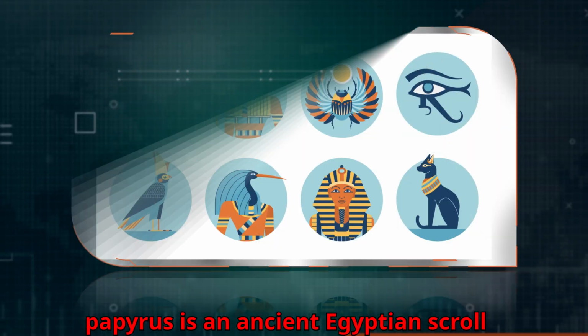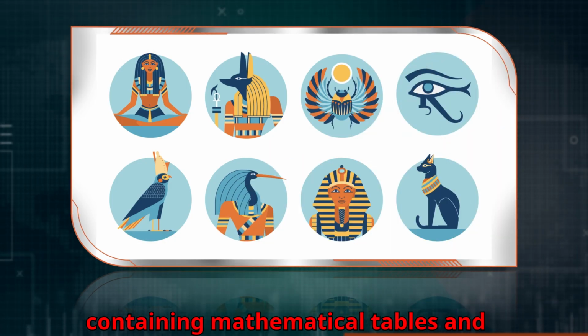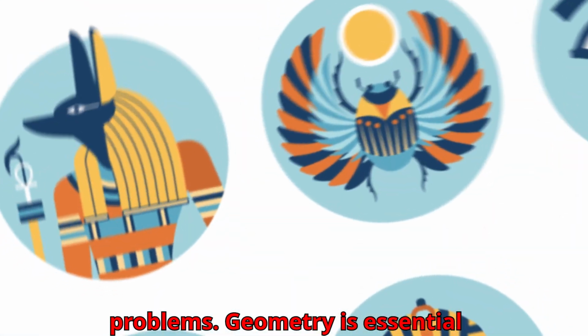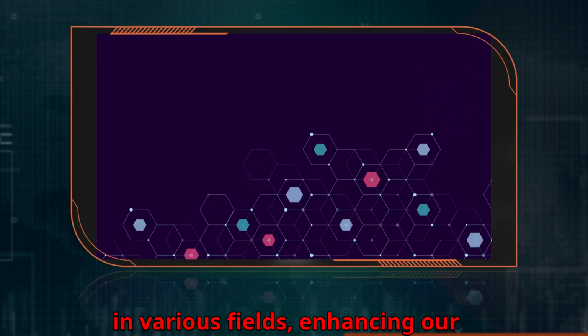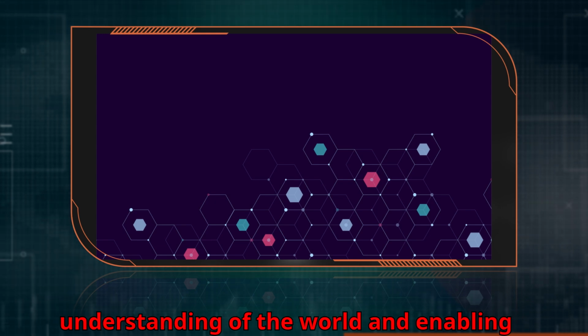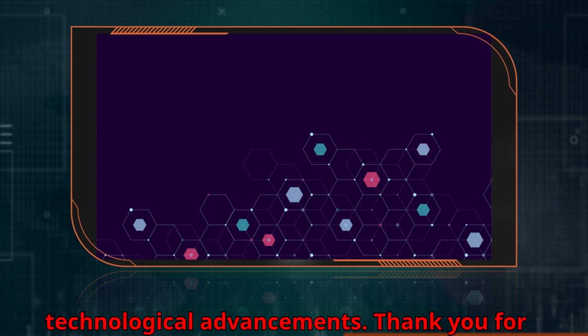The Rhind papyrus is an ancient Egyptian scroll containing mathematical tables and problems. Geometry is essential in various fields, enhancing our understanding of the world and enabling technological advancements.